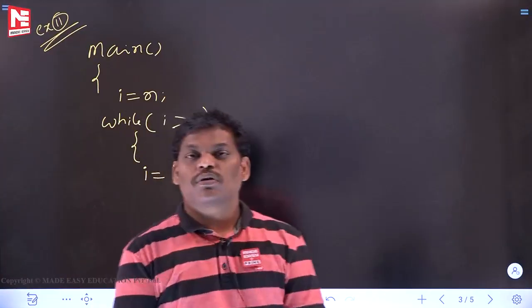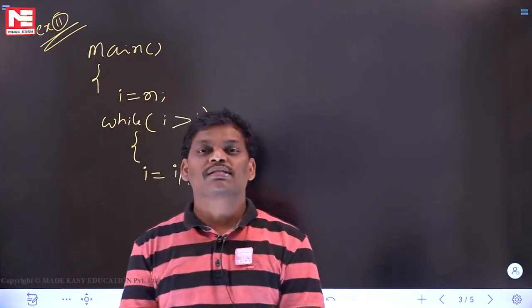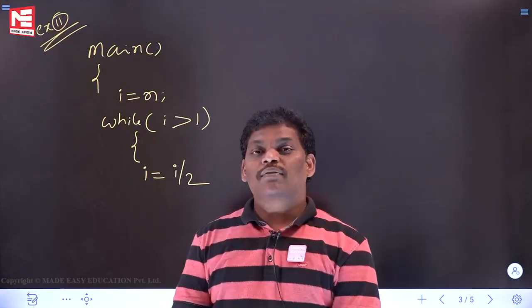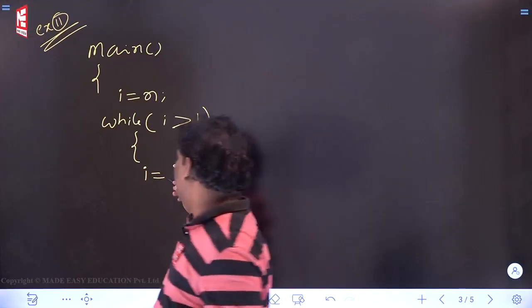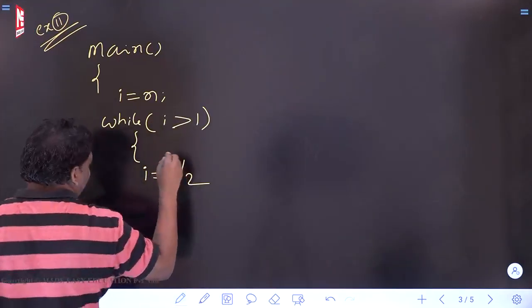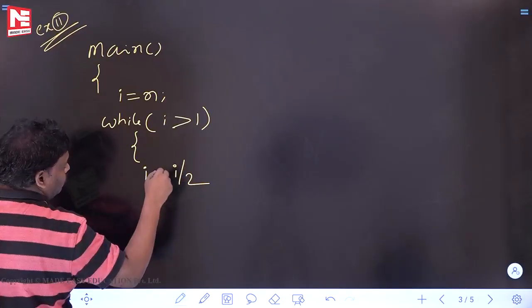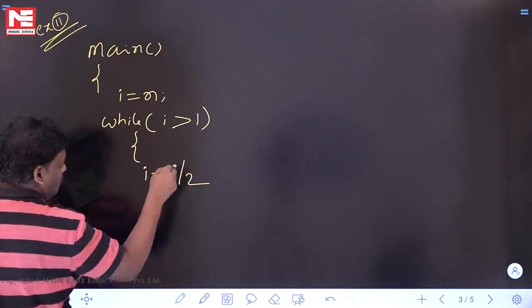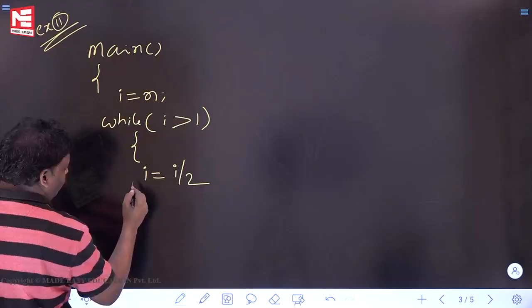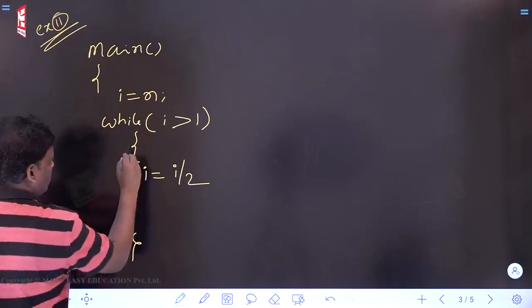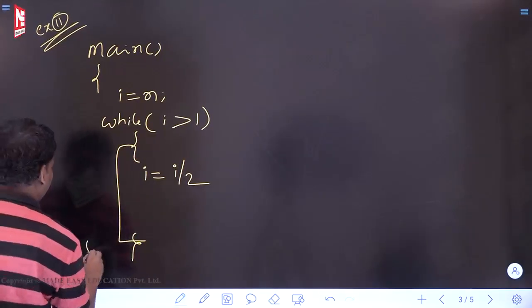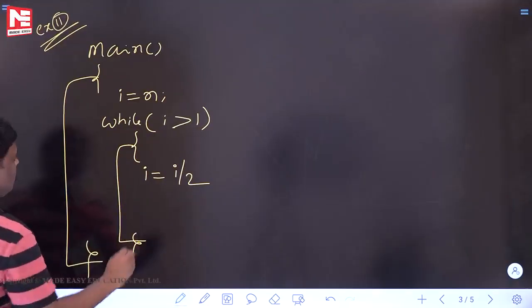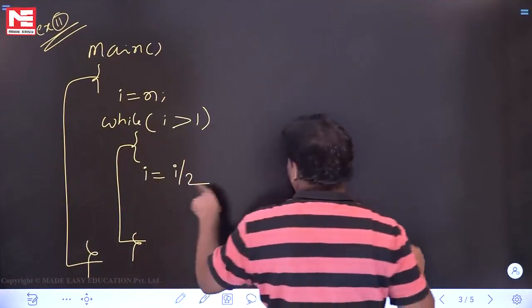Always minus 2, then what is the answer? n by 2. Always by 2. Whenever you always divide by 2, i is decrementing fast. Then what is the answer? If you want, I will give the proof also. See the proof now.